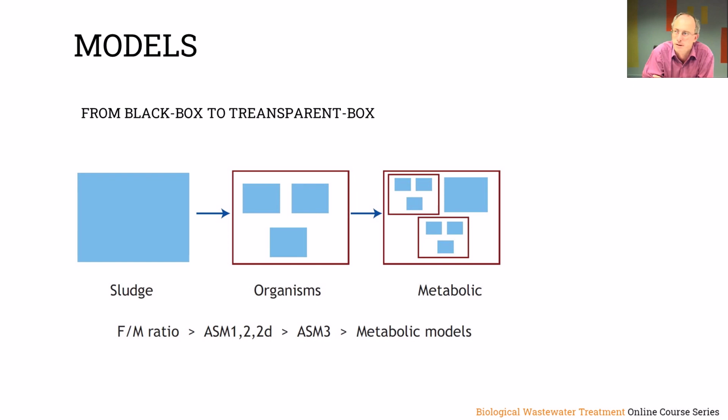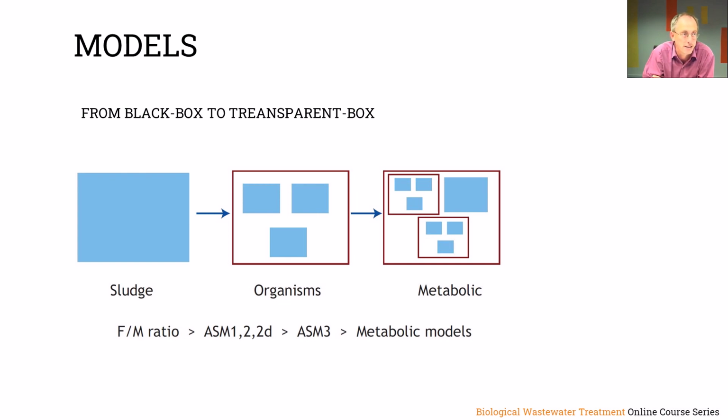So a black box model is not by definition wrong, or by definition not scientific. It depends very much, again, on the purpose. And if the purpose is design of a wastewater treatment plant, practice has also shown that F/M ratios can be a very good way to use in your design. Although it doesn't tell you anything about the composition of the sludge.